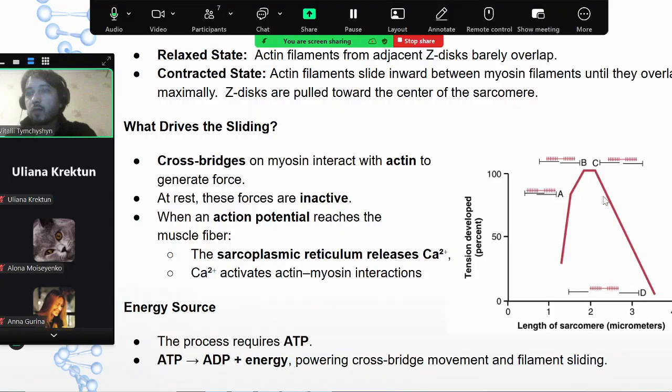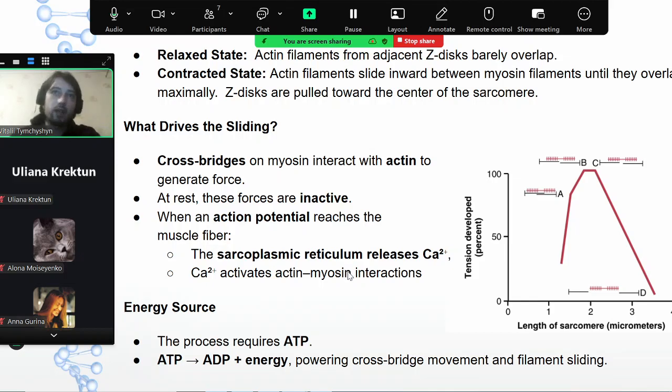Here you see the plot that shows the length of the sarcomere and the developed tension. So you see there is a certain length that gives you the maximal tension that you may have. And here you see how that overlapping looks. They are more or less overlapped depending on the length.